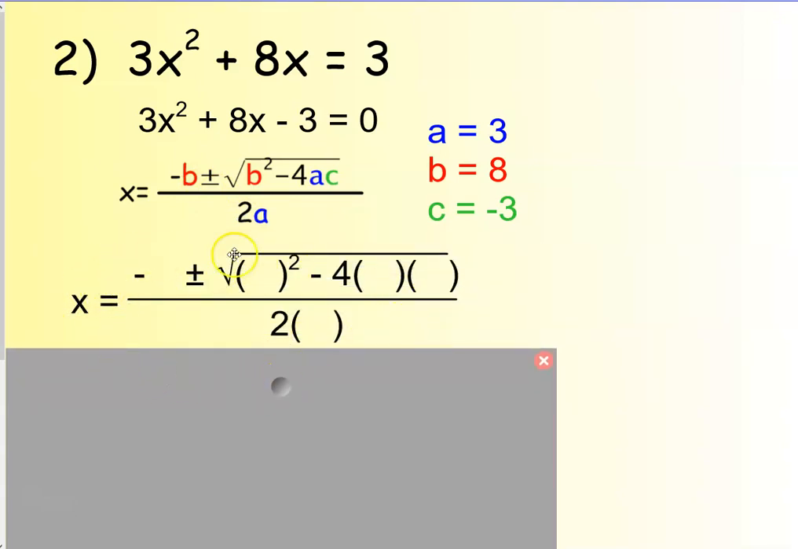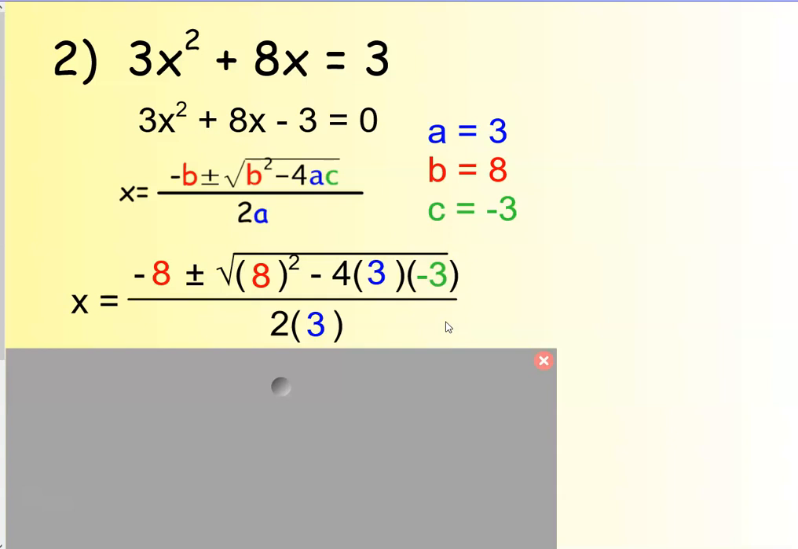This is the outline or the skeleton of that formula. Negative b. Well, I look over here and b is 8. So it's negative 8 plus or minus the square root of b squared. Again, remember, b is 8. Minus 4 times a, which is 3, times c, which is negative 3, all over 2a. Now would be a good time to pause the video and try to solve this on your own. See if you can clean up this square root and this fraction and all this stuff.